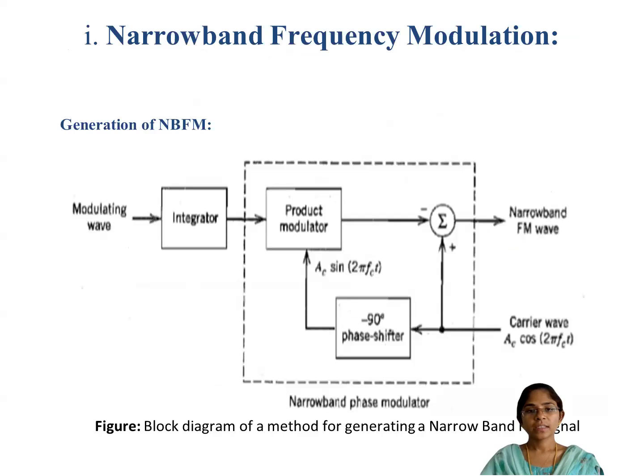The modulating signal is given to the integrator. One input to the product modulator is the integrator output. The other input is the 90 degrees phase shifted version of the carrier signal. So these two are given to the summer. One is the 90 degrees phase shifted version of the carrier, the other one is the output of the product modulator, so that you will get narrowband FM.